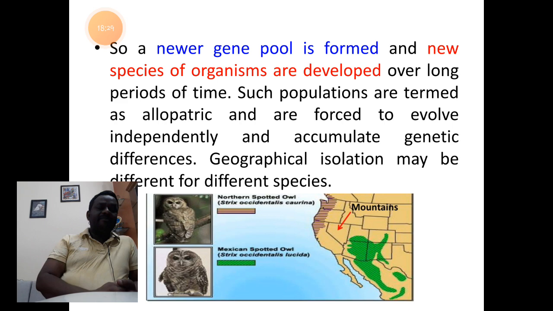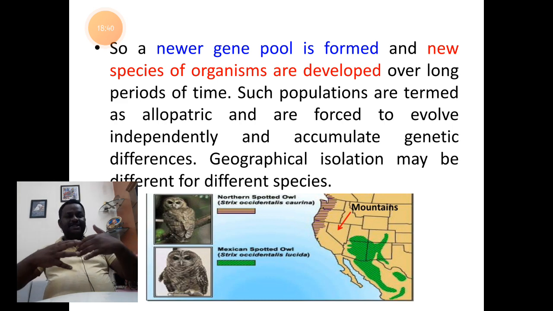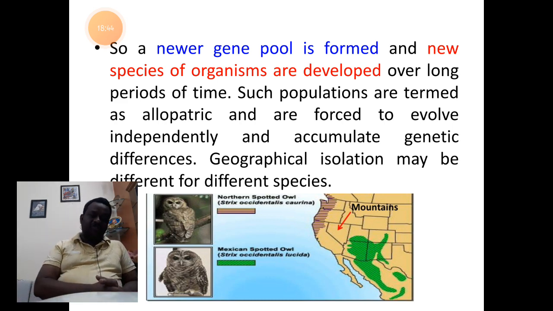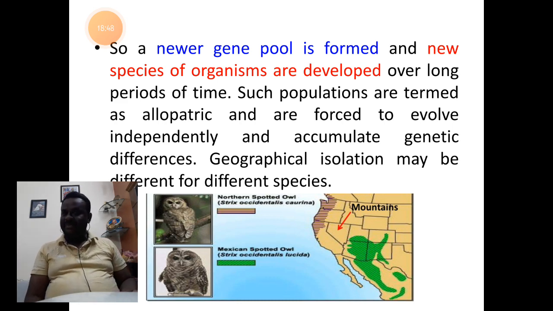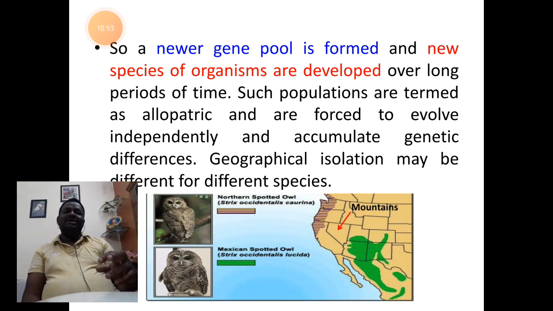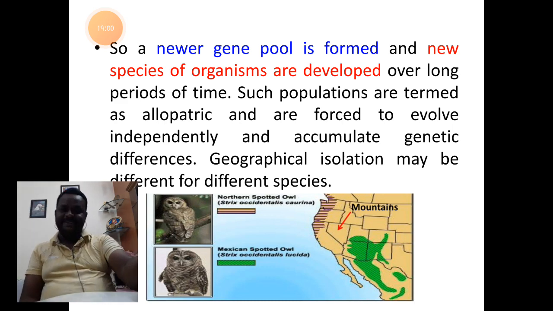Here the geographical barrier is the mountains. The mountains will divide the original population of the genus Strix occidentalis into two species, caurina and lucida. So this is another example of geographical isolation, and you can see the feature differences between the two species.